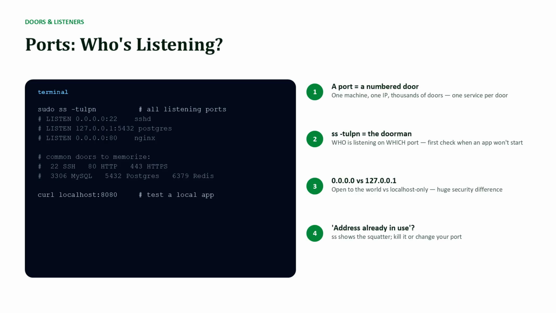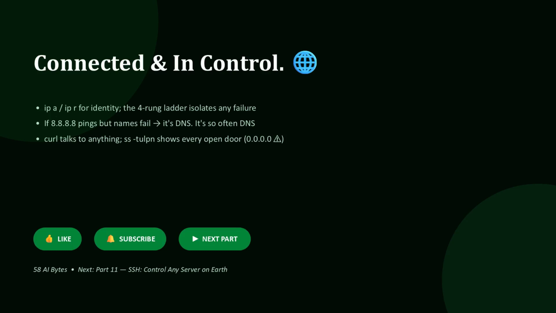Part 10 done. The network is no longer a mystery. You know your addresses. You climb the 4-rung ladder instead of panicking. You talk to any API with curl, and ss shows you every open door on the machine.